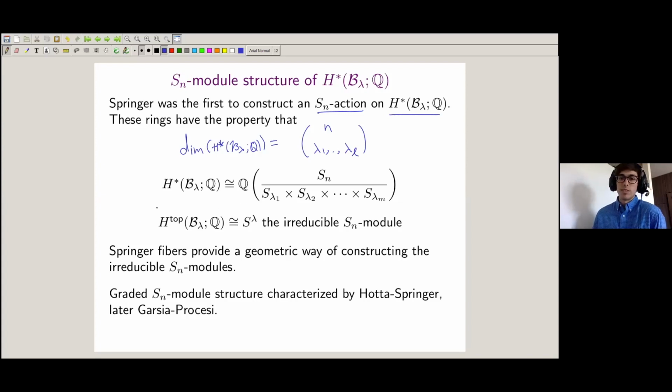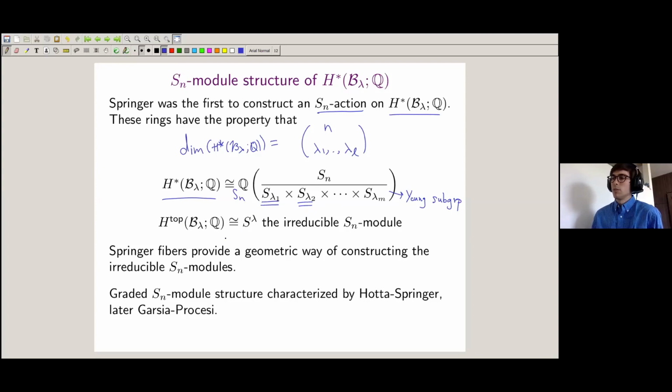And a refinement of that statement is that the cohomology ring, you could write that down as a symmetric group module where you take Sn and you mod out by a certain subgroup. This is called a Young subgroup. It's the subgroup where you allow the first lambda 1 elements to be permuted among themselves, and then the next lambda 2 elements to be permuted among themselves, and so on. And you take that quotient, that set of cosets, and you take the formal linear span of those, and you have an isomorphism as Sn modules.